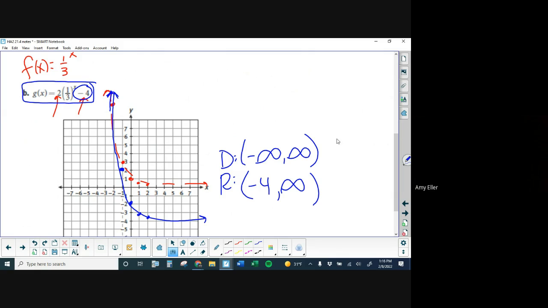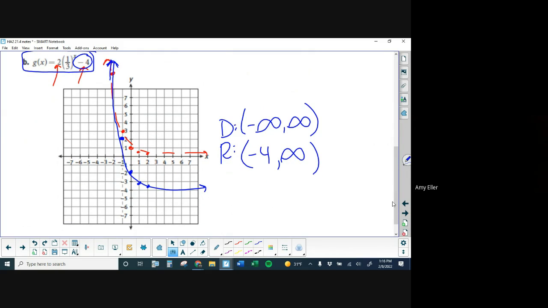Asymptote, that's a new one from yesterday. The asymptote is simply the number it's approaching. It is approaching a height of negative 4. Asymptote. What is the end going towards, what number?